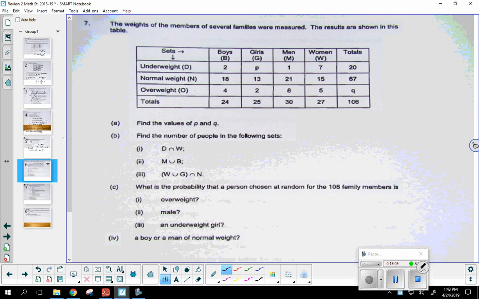Okay, so what are we getting for P? 10, okay. All right, and that makes sense because 2 plus 10 plus 1 plus 7 is going to give me the 20. Okay, perfect. And then what am I getting for Q? 19. There we go. Exactly. So P is equal to 10, Q is equal to 19.